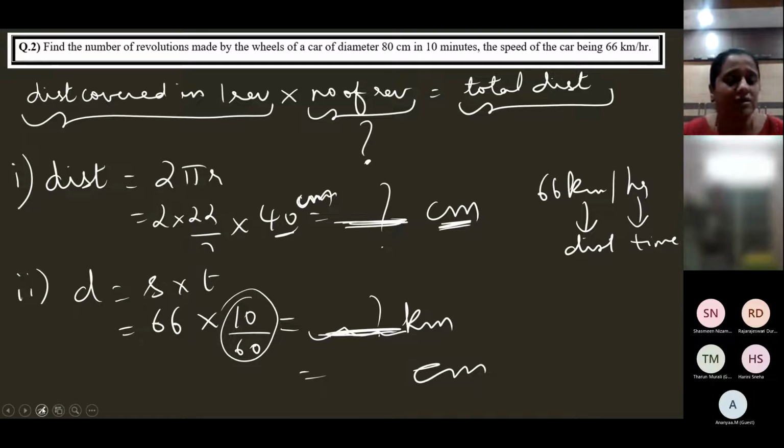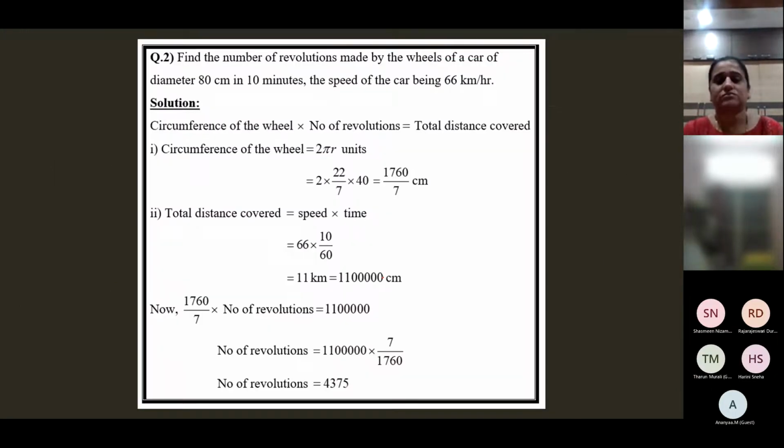What is given in the question? Find the number of revolutions made by the wheels of a car of diameter 80 centimeters. That means the radius is 40. In 10 minutes, or 10 by 60 hours, the speed is 66 kilometers per hour. Speed is given. 4375, perfect.